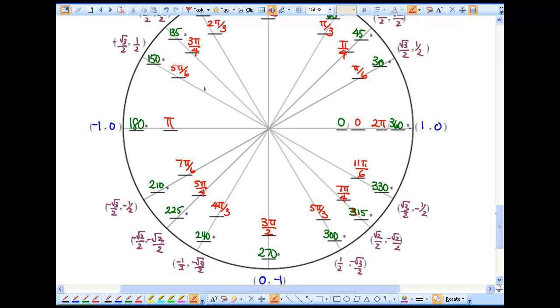Well, ladies and gentlemen, congratulations. You have actually drawn the diagram of the unit circle, labeled these special angles, and figured out the coordinates of each of these special angles. Well done.